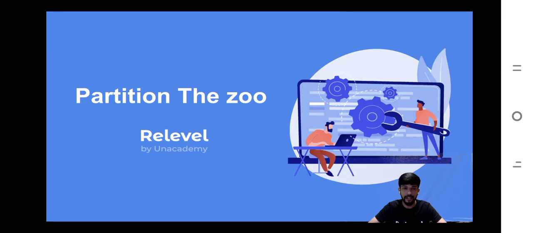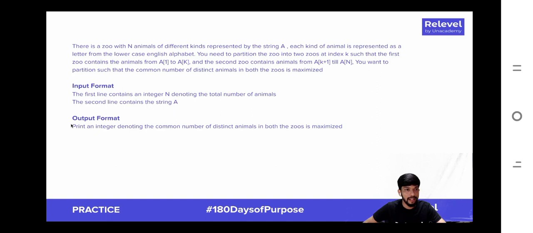Partition the zoo. So let's jump straight into it. There is a zoo with n animals of different kinds represented by the string A. Each kind of animal is represented as a letter from the lowercase English alphabet. So this essentially means that there is a string A of length n, and each different kind of animal is mapped to a single English alphabet.